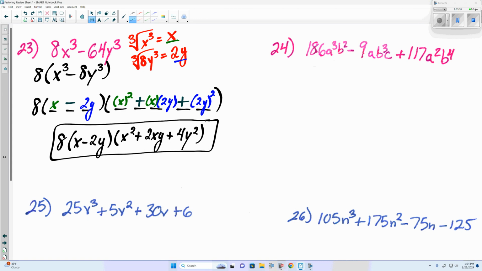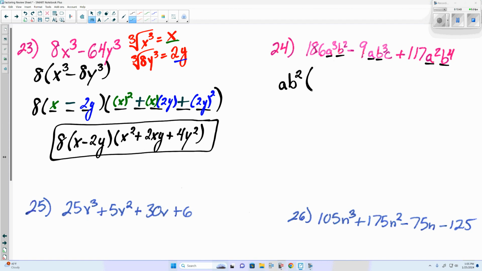Greatest common factor. Oh, A, B, there's B, and there's A squared, actually. Because our a, we have a cubed, a to the first, a squared. So it's just going to be a. Our b, we have b squared, b cubed, b to the fourth. We can do b squared. And c only shows up in one of them.